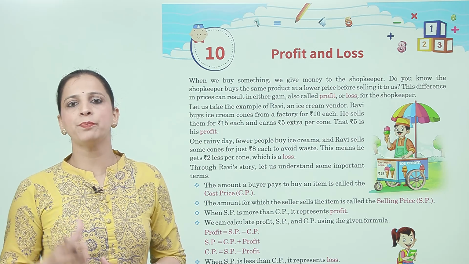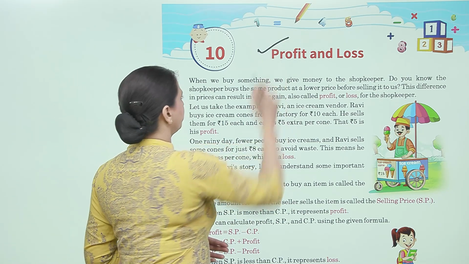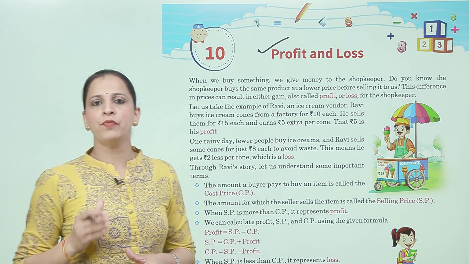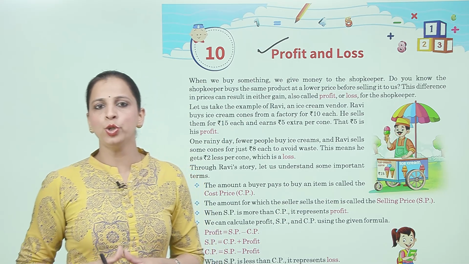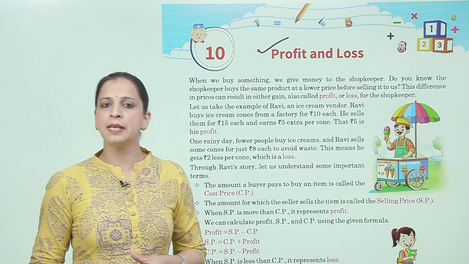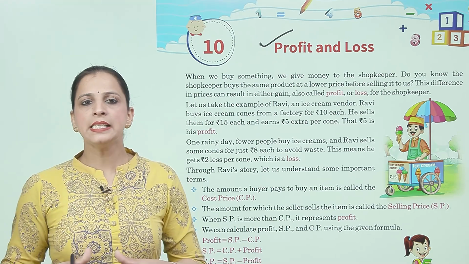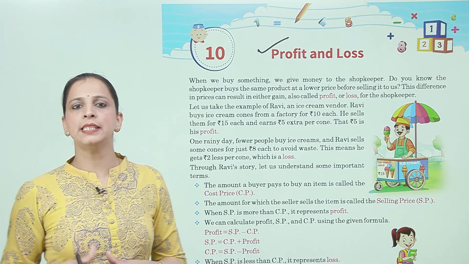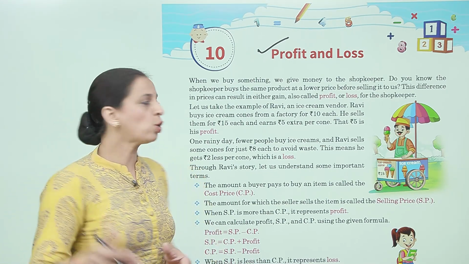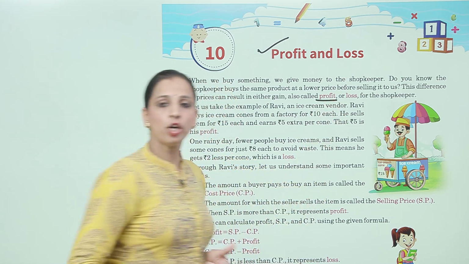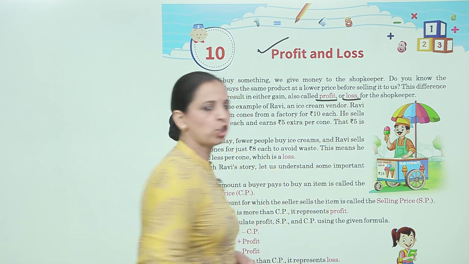Let us start our topic profit and loss. When we buy something, we give money to the shopkeeper. Do you know the shopkeeper buys the same product at a lower price before selling it to us. This difference in prices can result in either gain, also called profit, or loss for the shopkeeper.